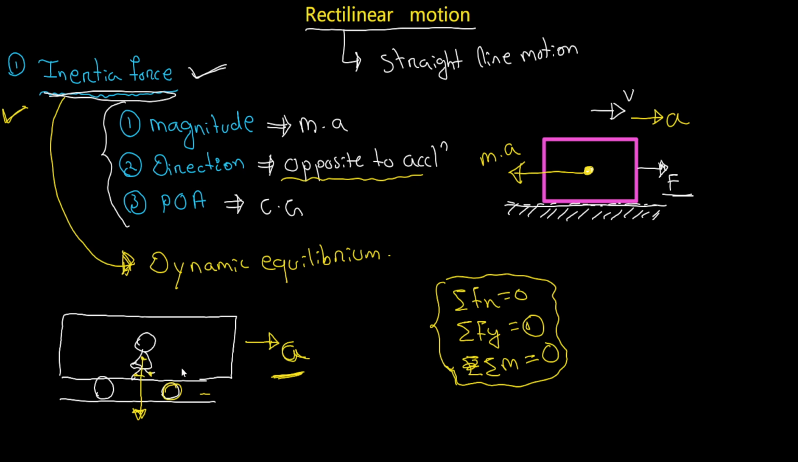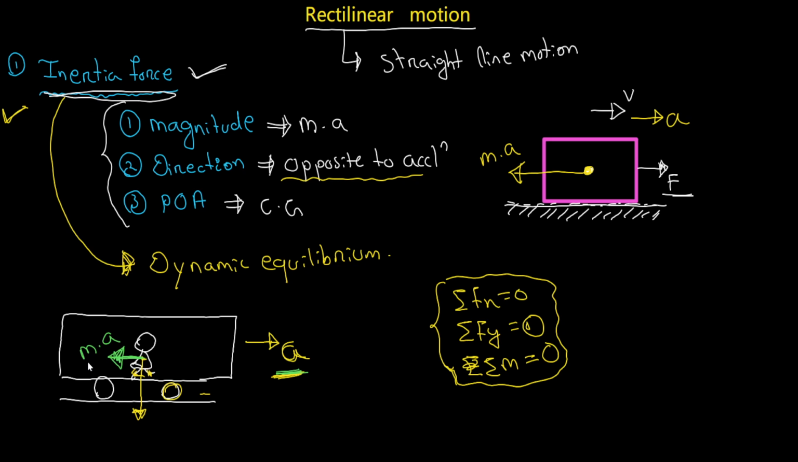Suppose you consider he is standing. Why is he moving with the bus? Because of the frictional force. Frictional force is trying to move this person in the forward direction also. So this object is not in the static condition. If you want to apply the equilibrium condition, at the center of gravity of the man you just apply a dynamic inertia force, that is mass into acceleration, opposite to the acceleration direction.